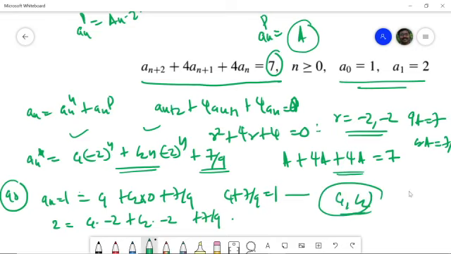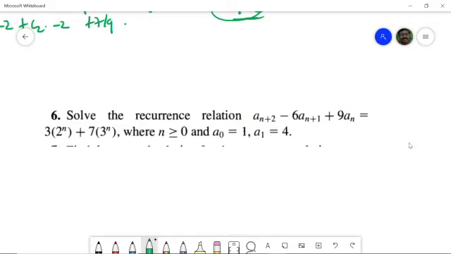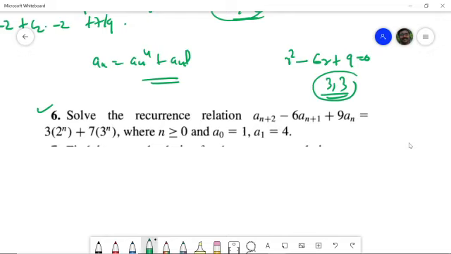Okay, again we'll do one more question here. Solve the recurrence relation as before. The solution has two parts, a(n)h plus a(n)p, right? So for a(n)h, you have to consider r square minus 6r plus 9 is equal to 0. The solution of which is nothing but 3 comma 3. So a(n)h would be of the form c1 3 raised to n plus c2 n 3 raised to n only, and your right side is of the form 3 into 2 raised to n.